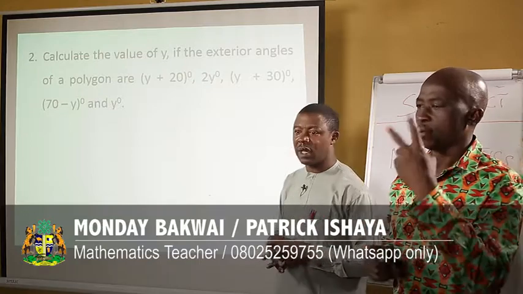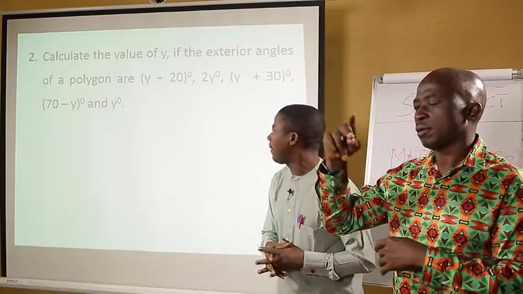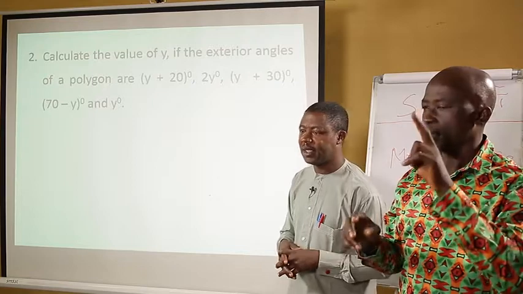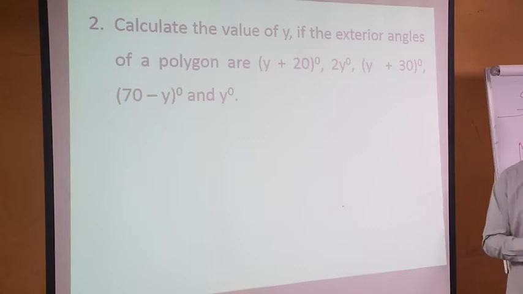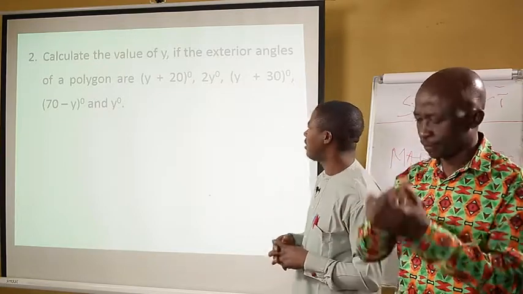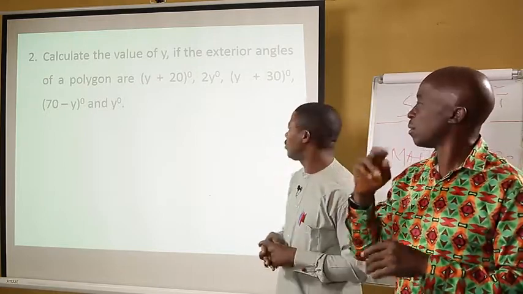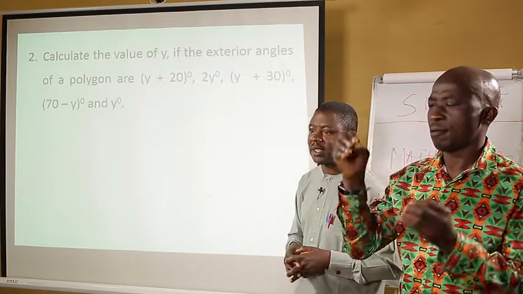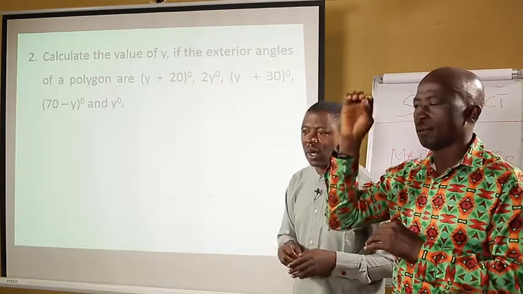Question 2, we are expected to calculate the value of y if the exterior angles of a polygon are (y + 20) degrees, 2y degrees, (y + 30) degrees, (70 - y) degrees, and y degrees. The question again, calculate the value of y if the exterior angles of a polygon are (y + 20) degrees, 2y degrees, (y + 30) degrees, (70 - y) degrees, and then y degrees.